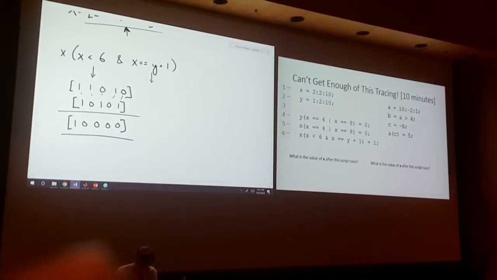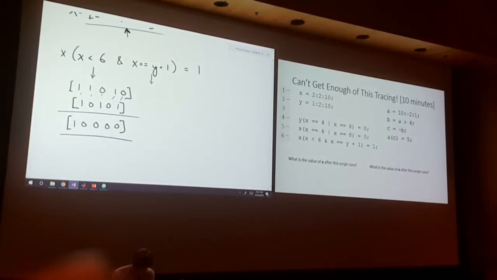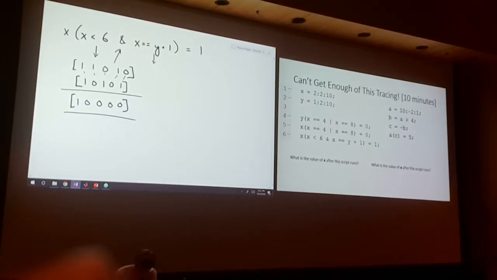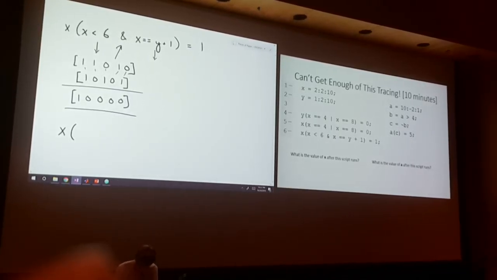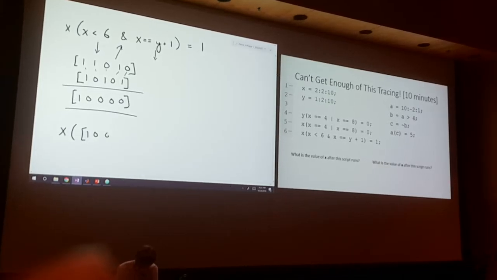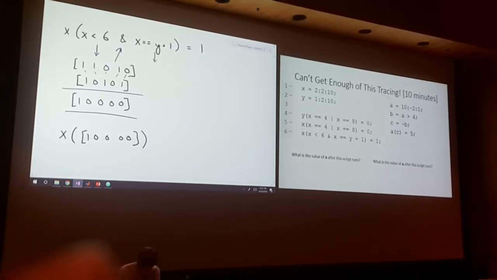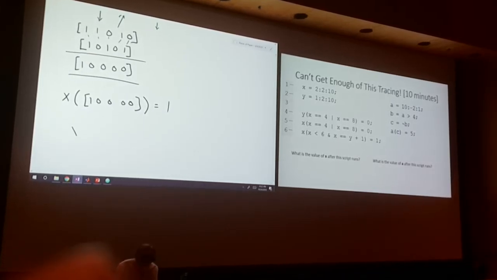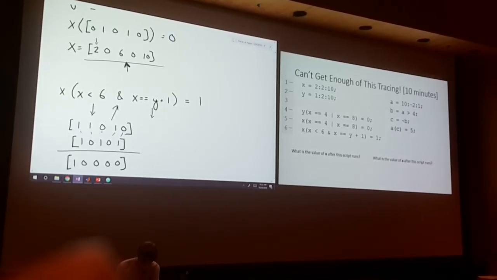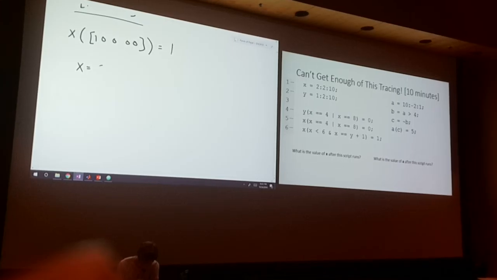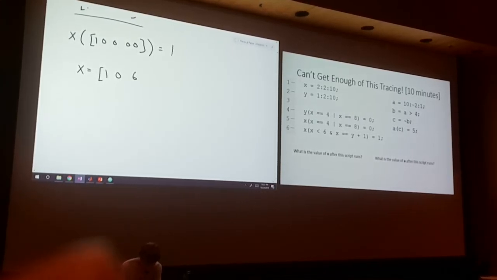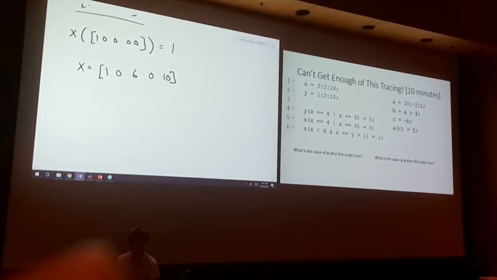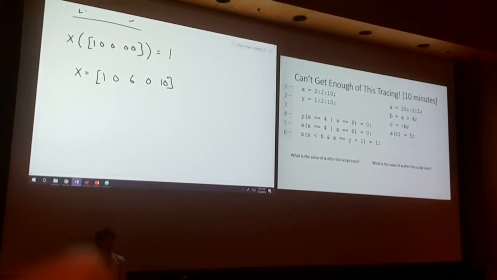And now we're going to use that to throw into here, and we're saying that x of this is equal to 1, which means that x now equals 1, 0, 6, 0, 10. Okay? So, questions about this?